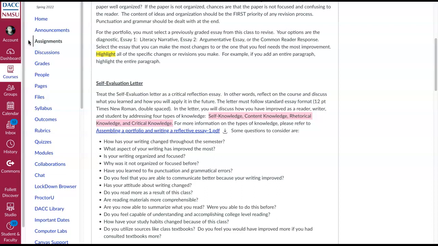So don't think that for your self-evaluation letter, you have to show that you are perfect and you've made it and you're an amazing writer. No, the purpose is to show how you've improved and also what areas you need to work on.